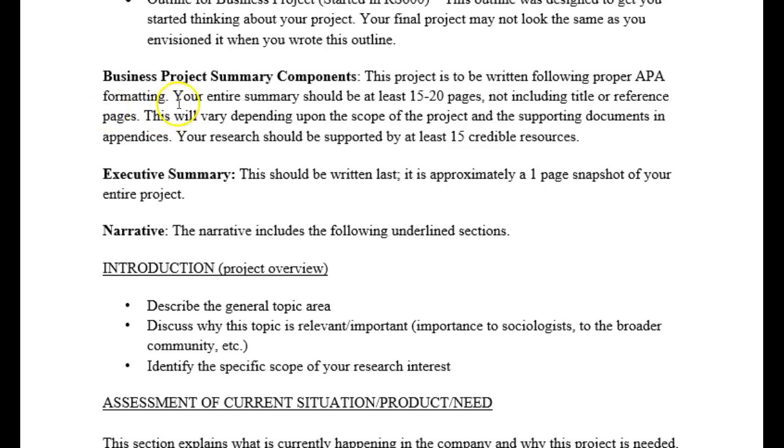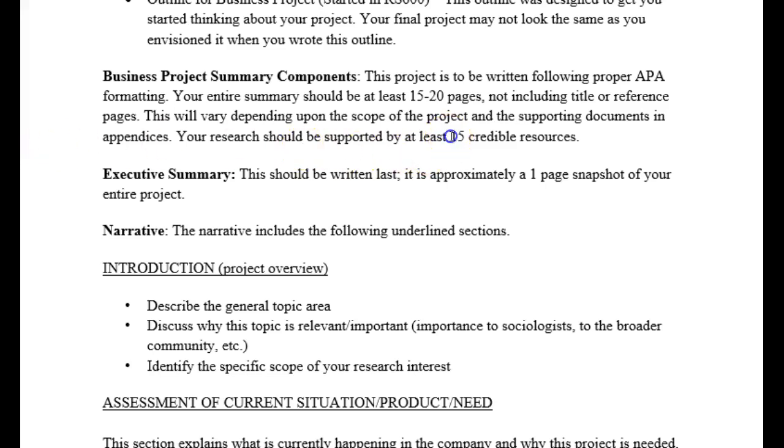It tells us that your entire summary should be at least 15 to 20 pages, not including title or reference pages. So that means the body of your work should be 15 minimum pages. It's going to vary depending on the scope of the project and the supporting documents in your appendices, but all of that together should be at least 15 pages. But we don't want it to be more than 20, because then we are going on and on too much and not being concise enough.